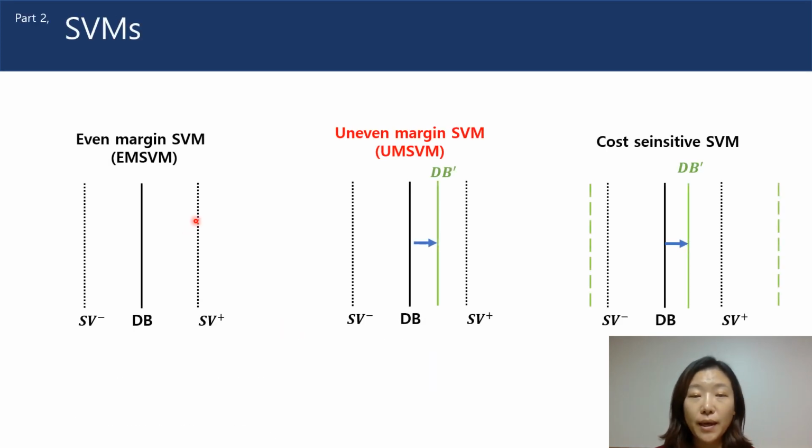Now, several variants of SVM. As we know, soft margin SVM has the same margin from the two support vectors. We can call this even margin SVM, or EMSVM. Uneven margin SVM, or UMSVM, has a different margin size because the decision boundary is moved towards the minority class. Even margin SVM and uneven margin SVM have the same distance, but the margin of cost sensitive SVM differs according to the cost coefficient like this.